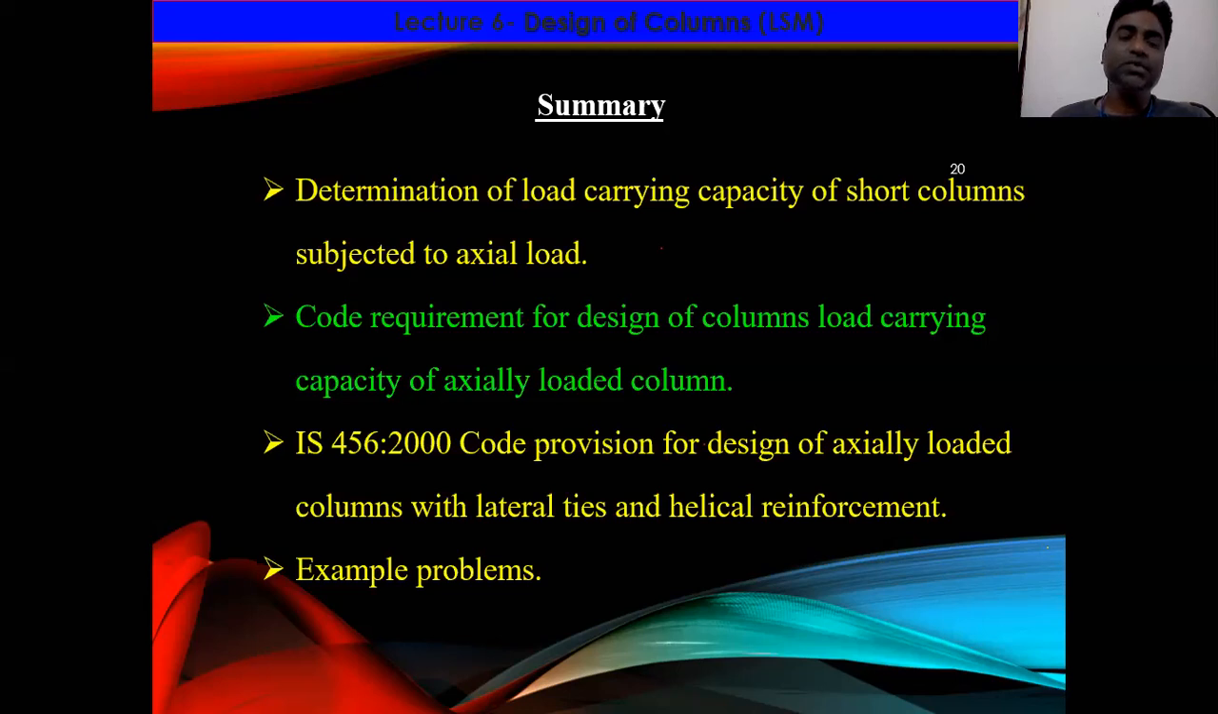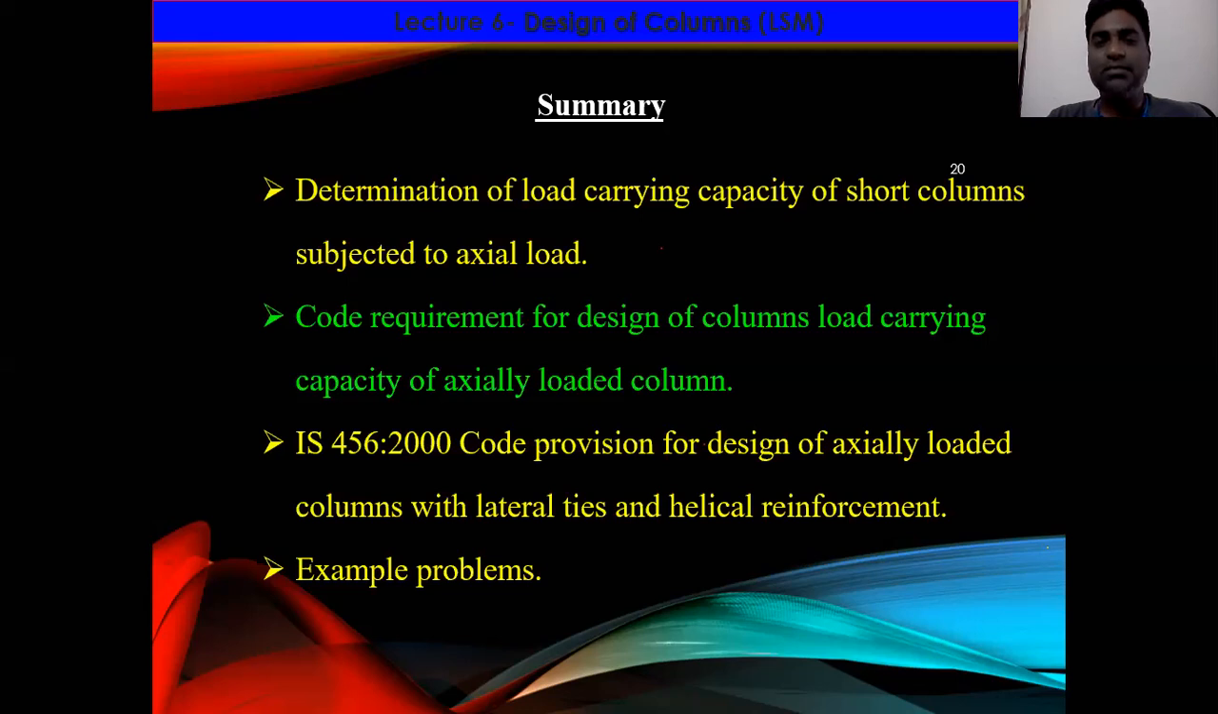And before using this formula, you need to check two conditions. One is that this formula is applicable only for short columns. That you need to check. How to check? Based upon the slenderness ratio value. What is meant by slenderness ratio? It is the ratio of effective length to the least lateral dimension of the column. If it is less than or equal to 12, it can be classified as a short column. If it is greater than 12, then it can be classified as a long column.